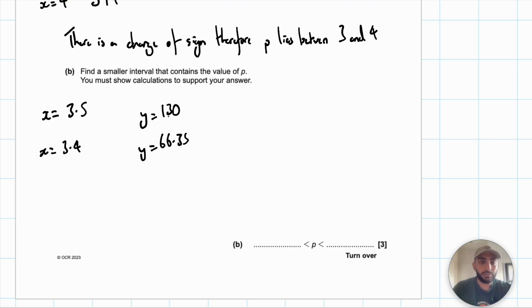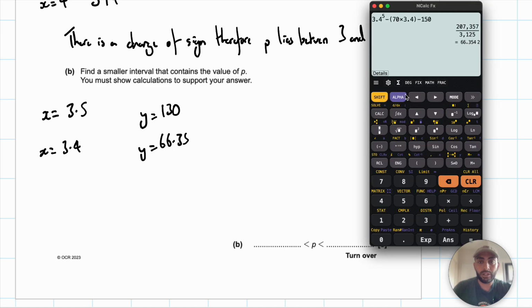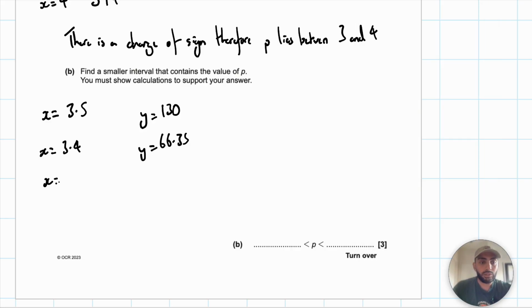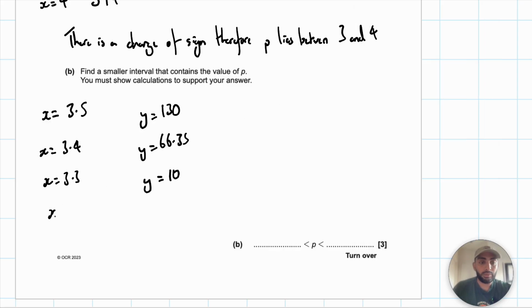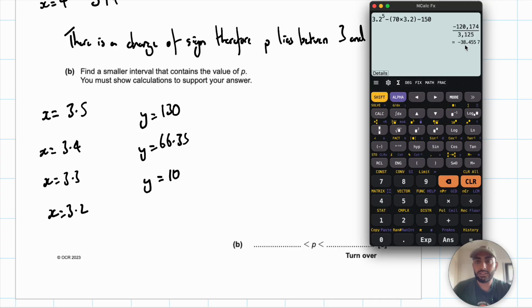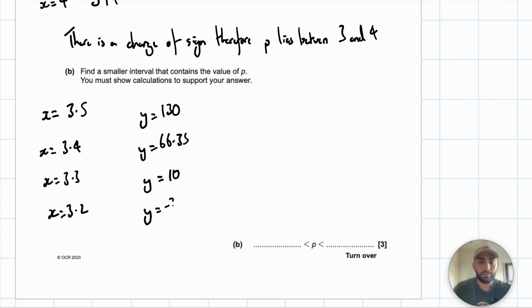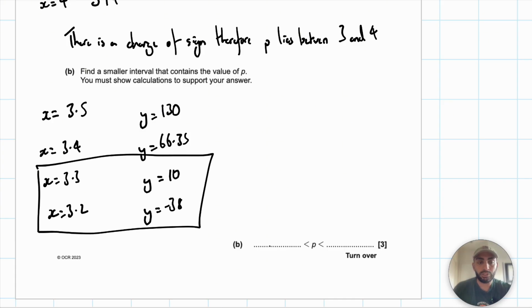I'm looking for another change of sign here. So right now I'm still with my positive, so I want to try and find a negative. So 3.3. That gives me 10.35. So x equals 3.3, y equals 10. Let's try 3.2. That gives me a negative, which is what I want. So when I substitute 3.2 into here, I get negative 38. So that's telling me the root is somewhere between 3.3 and 3.2. So I'll write 3.2 and 3.3.